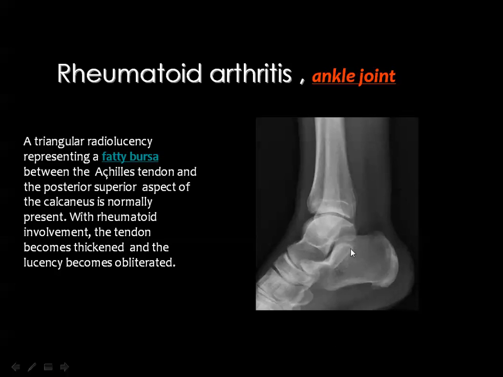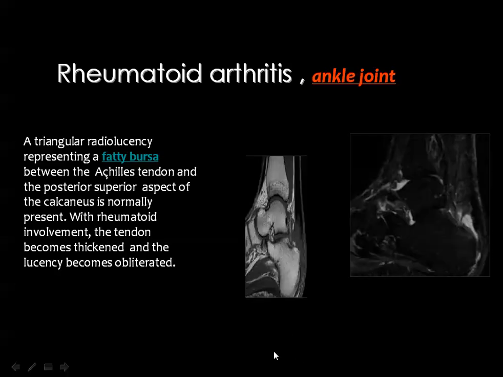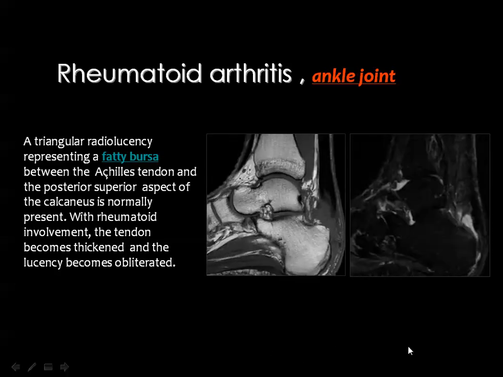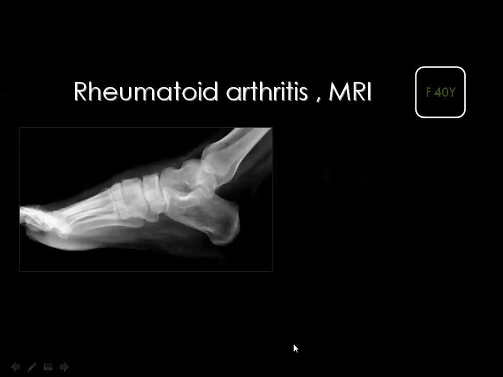Then you may not appreciate this in the plain X-ray, but this is well appreciated in the MRI T1 and the STIR weighted images. And you see there is a significant synovial hypertrophy that has eroded the insertion site of the Achilles tendon in this area. And this is the appearance of the bursa and the appearance of the involved tendon.